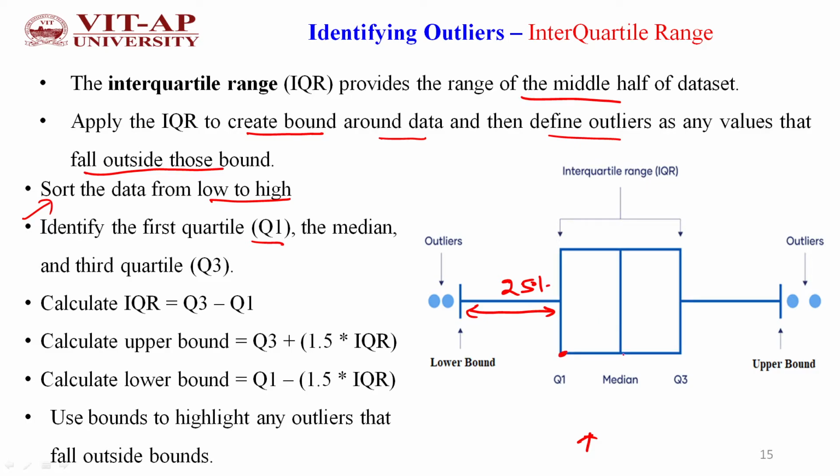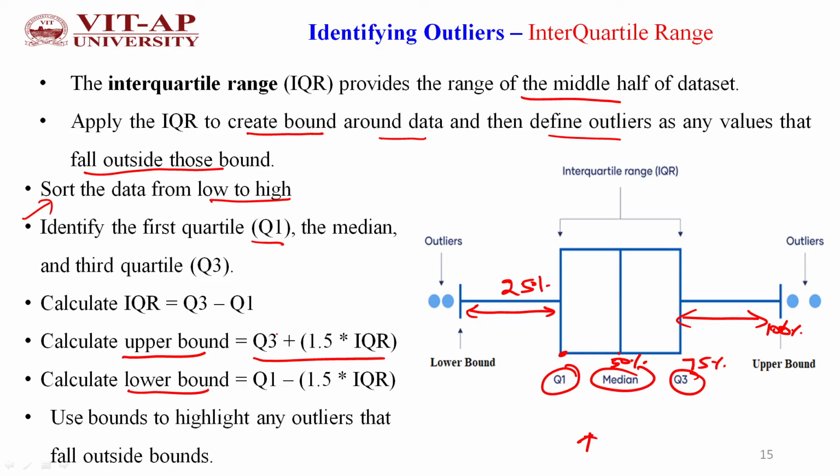Then quartile 2 is the median, which is 50%. Then quartile 3 is 75%, and then this one is 100%. Okay, so now we found the four quartiles: quartile 1, median, quartile 3, then quartile 4. Here we have to calculate the upper bound and lower bound. For the upper bound we use the quartile 3 value plus 1.5 times the interquartile range. The interquartile range is calculated as the quartile 3 value minus the quartile 1 value.